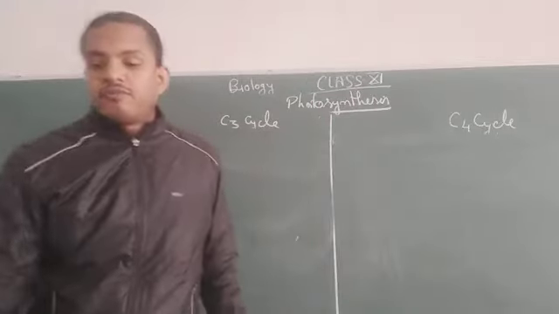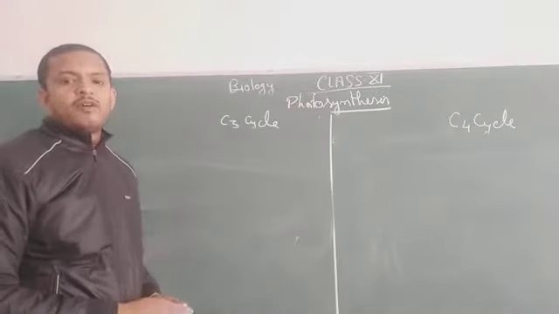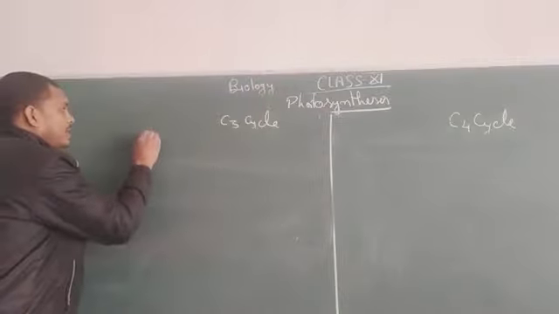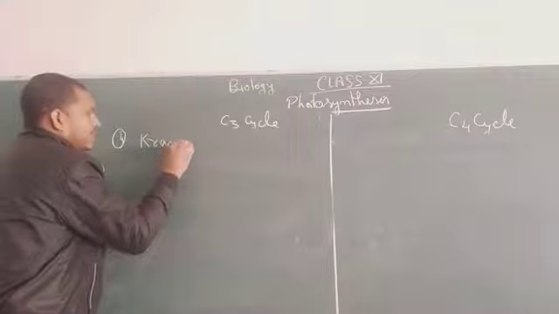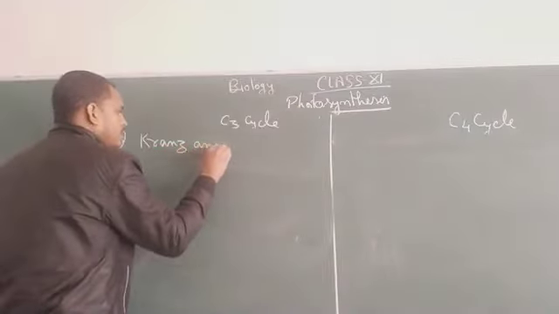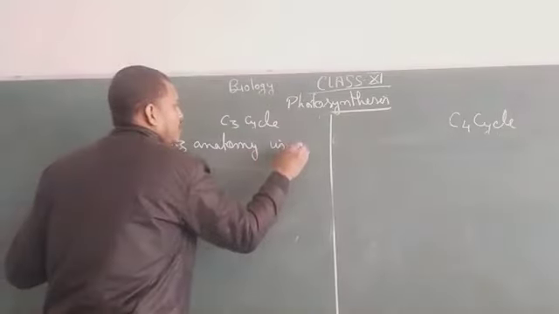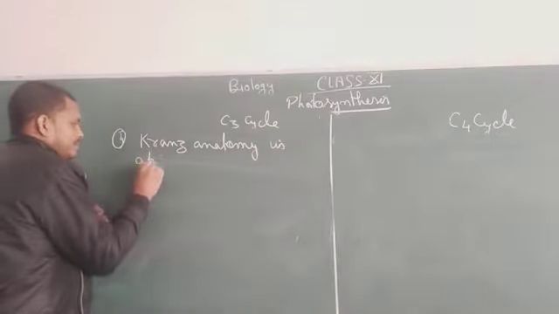Now, in case of C3 cycle, what happened? Kranz anatomy is absent. That is the fourth point.